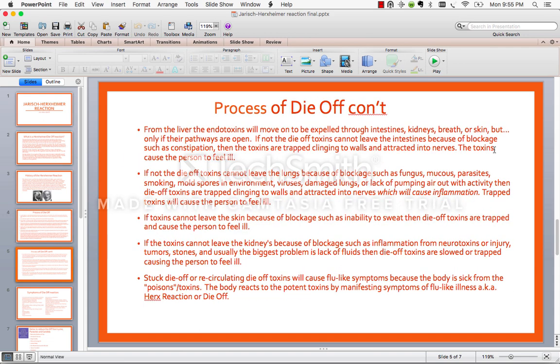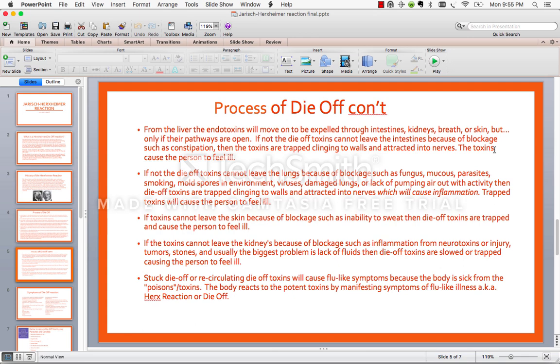From the liver, the endotoxins will move on to be expelled through the intestines, kidneys, breath, or skin, but only if their pathways are opened. If not, the die-off toxins cannot leave the intestines because of blockage, such as constipation. Then the toxins are trapped, clinging to the walls and attached to the nerves in the colon. And these toxins can cause the person to feel ill as well.